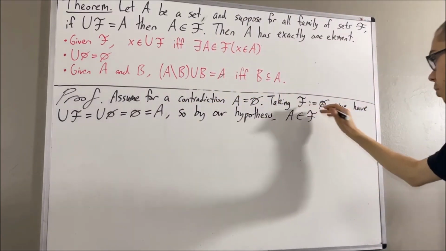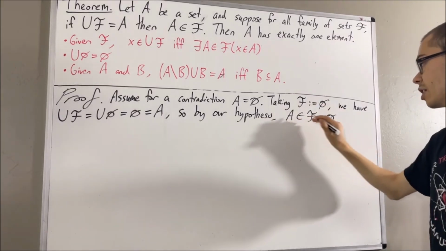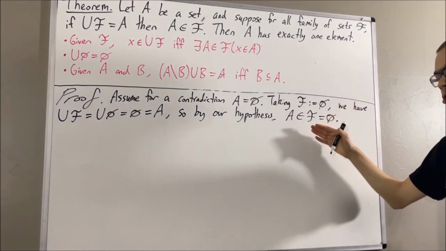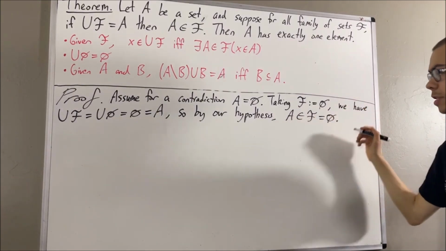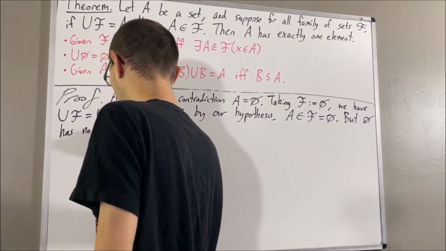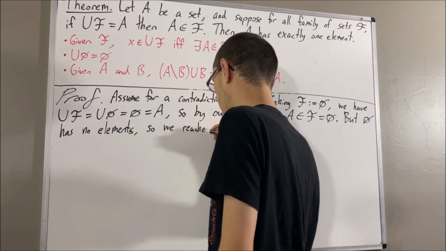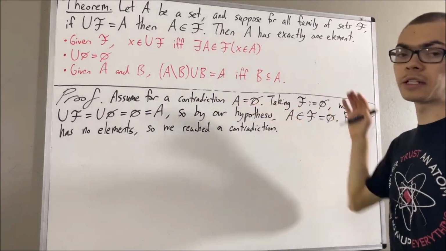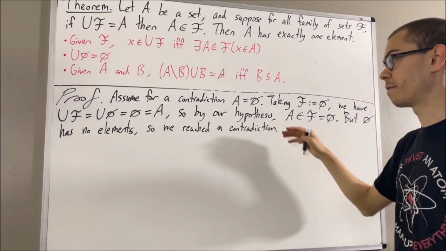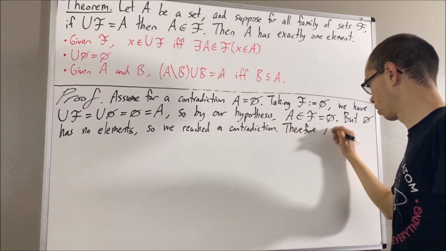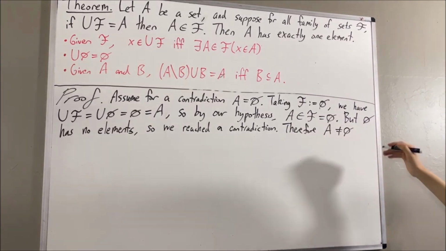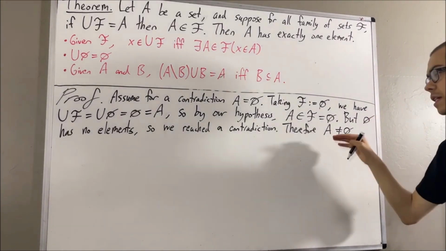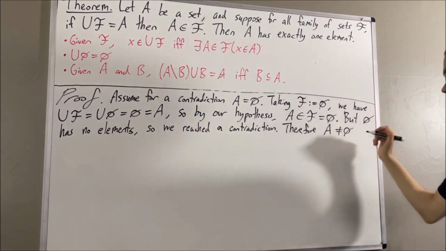And we know that F is equal to the empty set, so A is an element of the empty set. But this is a contradiction because the empty set has no elements. Our assumption that A is empty led us to a contradiction, so we must instead have that A is not empty. And since A is non-empty, this means that there is at least one element in A. I'll call it X.